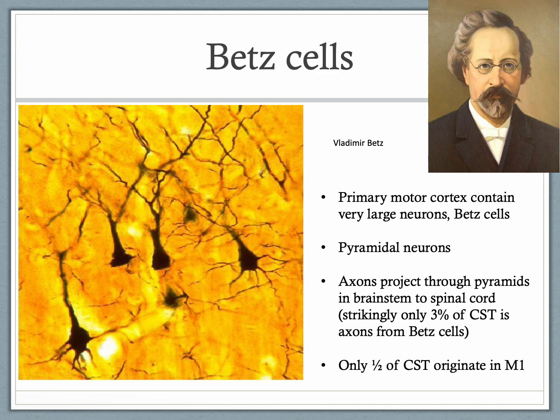The axons project through pyramids in the brainstem to the spinal cord. And strikingly, only 3% of the CST is axons from Betz cells. Only half of the CST originates in M1.